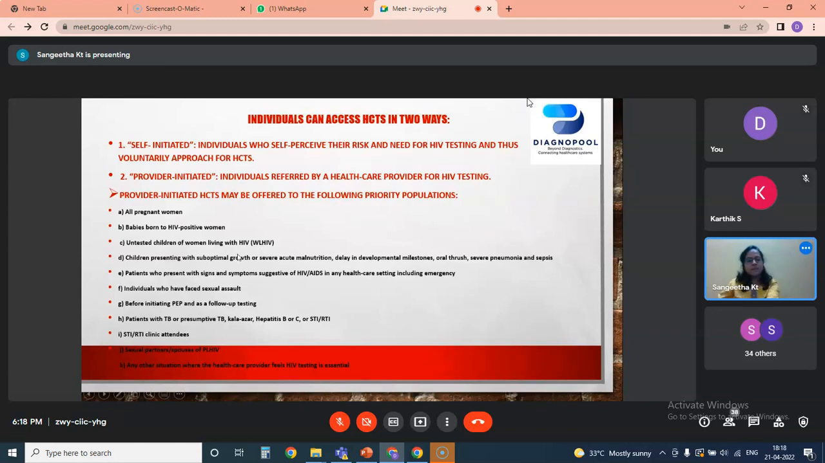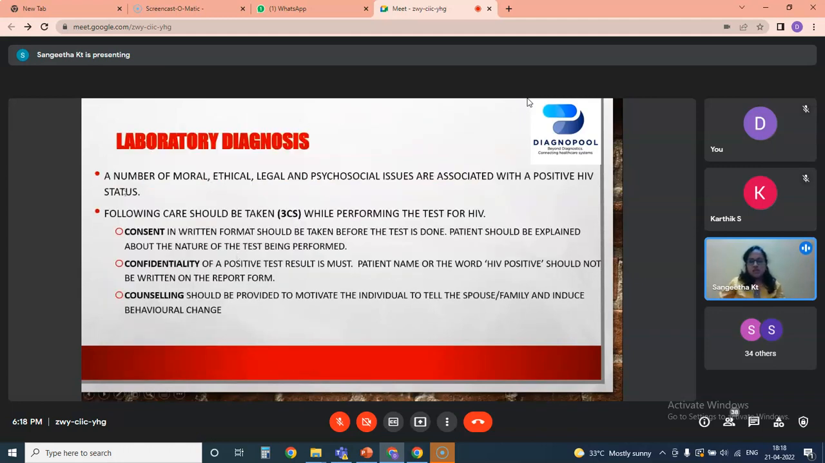When we start with the laboratory diagnosis, it is very important to know that a number of moral, ethical, legal and psychosocial issues are actually associated with a positive HIV status. So we need to take care of 3 C's while performing any test for HIV. That is consent, confidentiality and counseling.